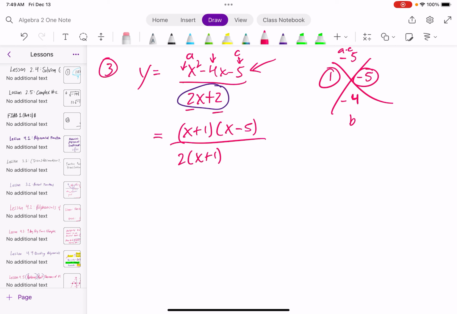And so this is your hole, actually. And what's remaining has no x's and no way of being 0. So therefore, the vertical asymptote is none. Right? Does not exist.